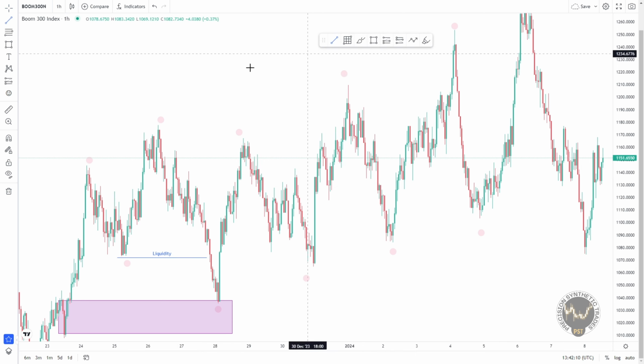When price tapped into our point of interest, as you can see that big impulse move, we created a fair value gap there and an order block. This is really good confirmation. I love to see these types of setups. A fair value gap above an order block, it's just like a double confirmation. So as you can see, fair value gap, order block.